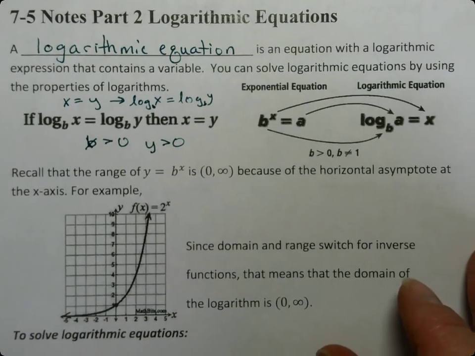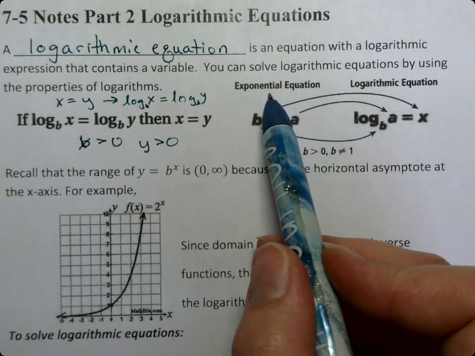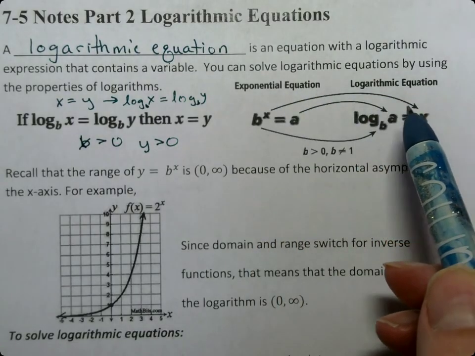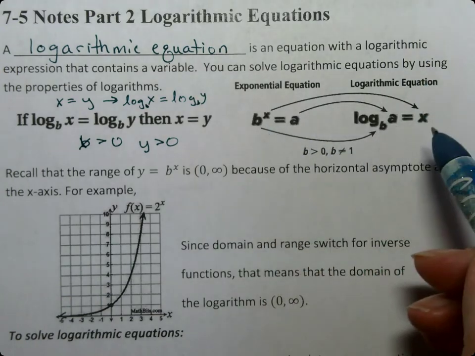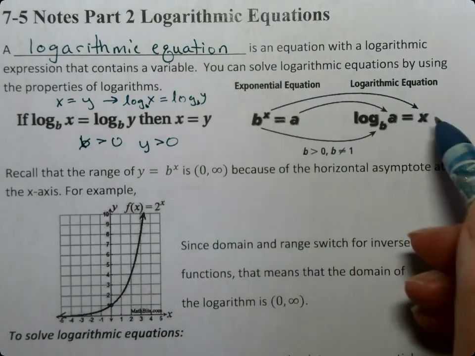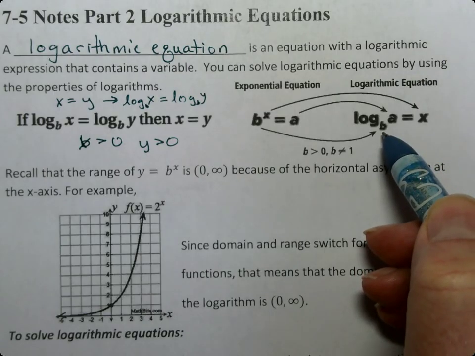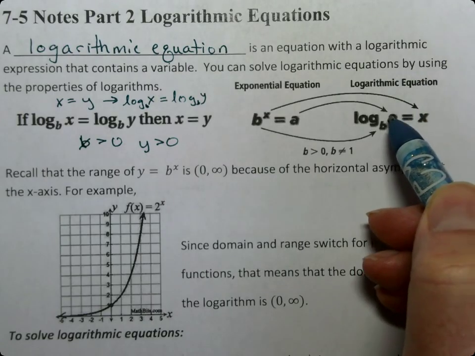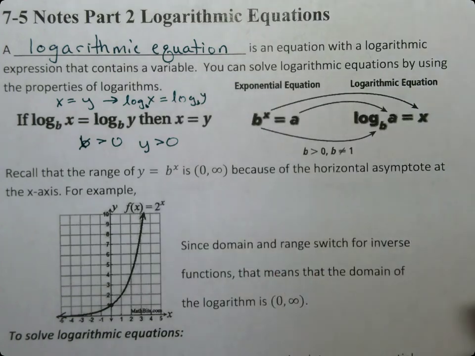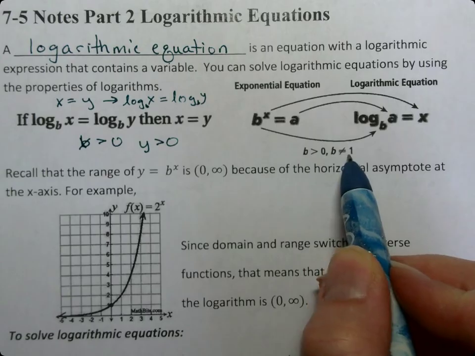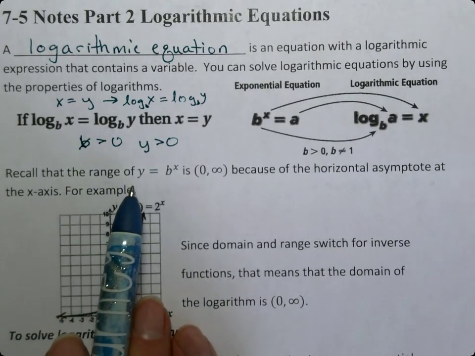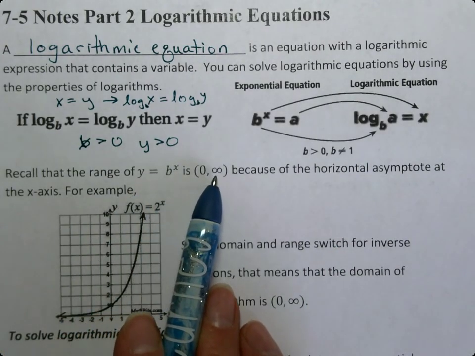You also need to remember to change exponential form to logarithmic, or logarithmic to exponential. Your base is your base. To solve for an unknown exponent, the exponent is your answer. So it's base to the power of x is a. Again, b has to be greater than 0, but it can't be 1. Now, the range of y equals b to the x is 0 to infinity.